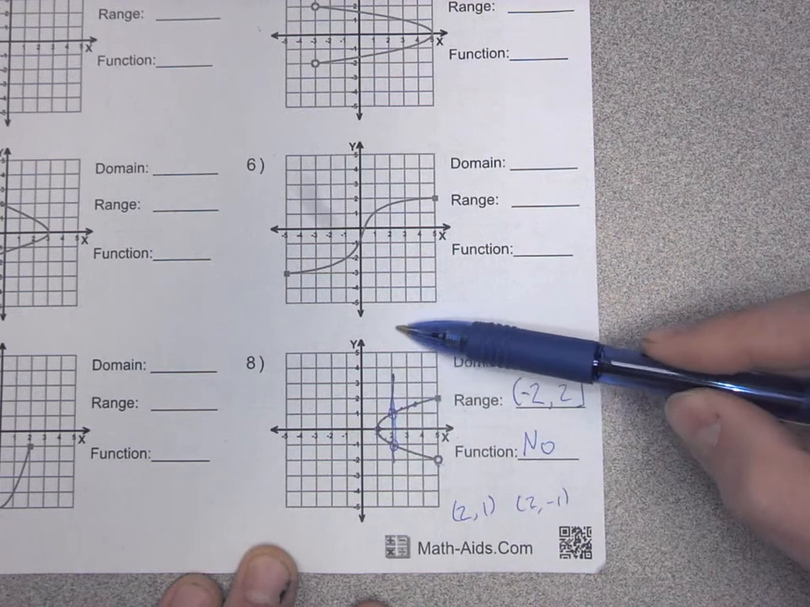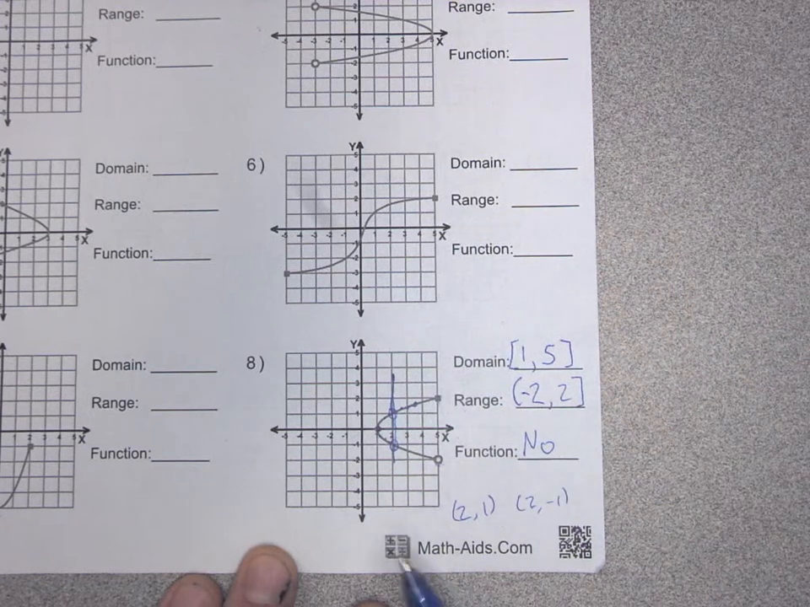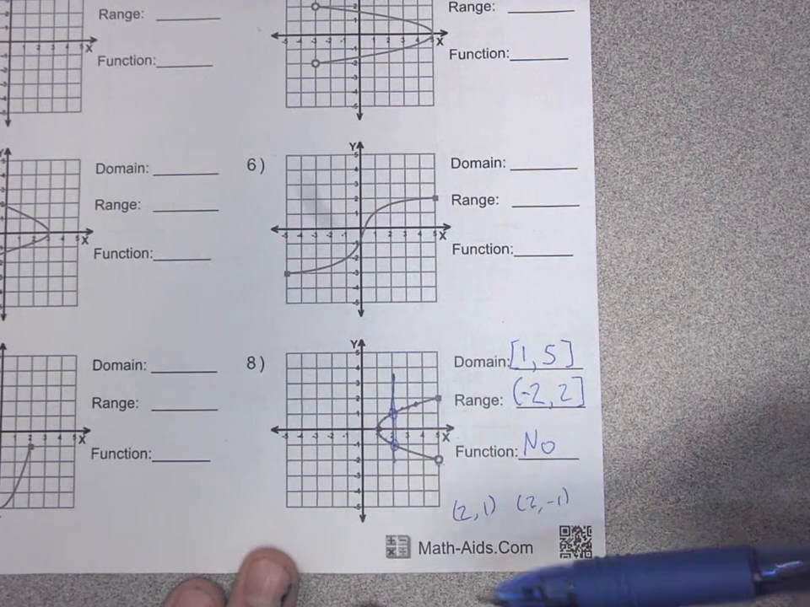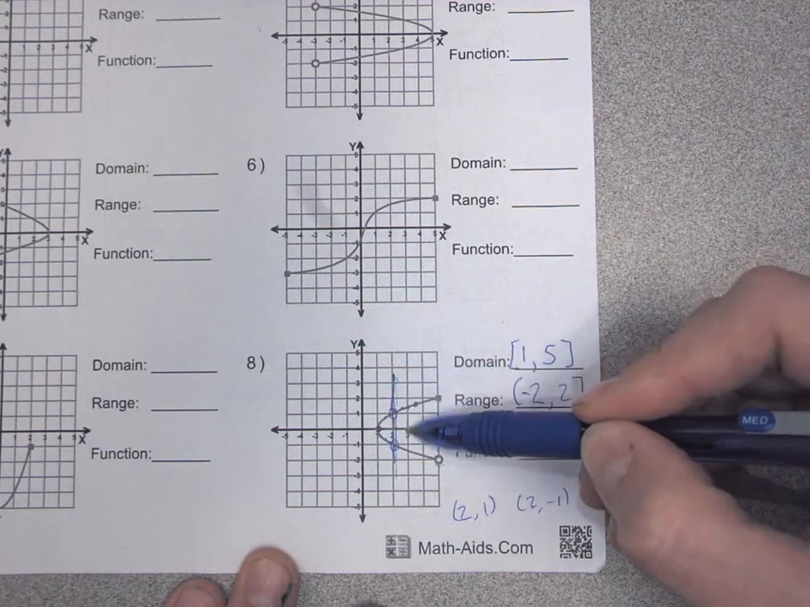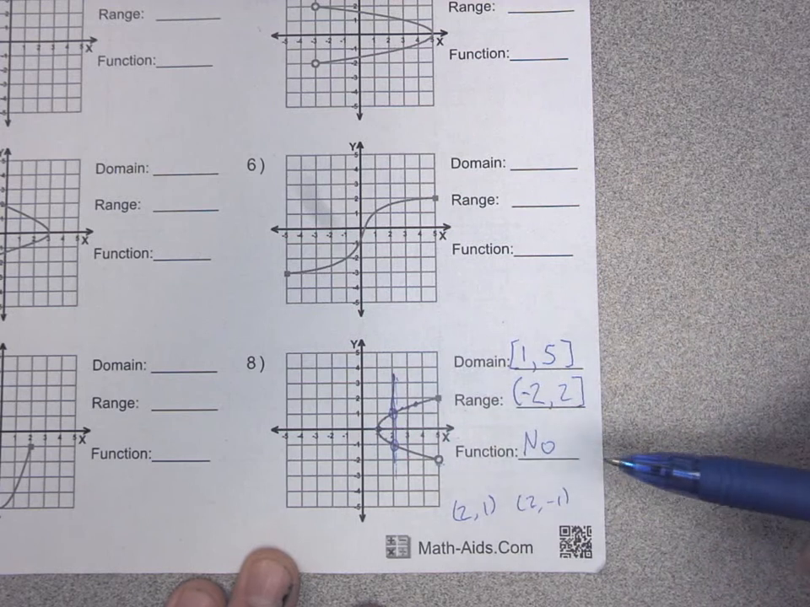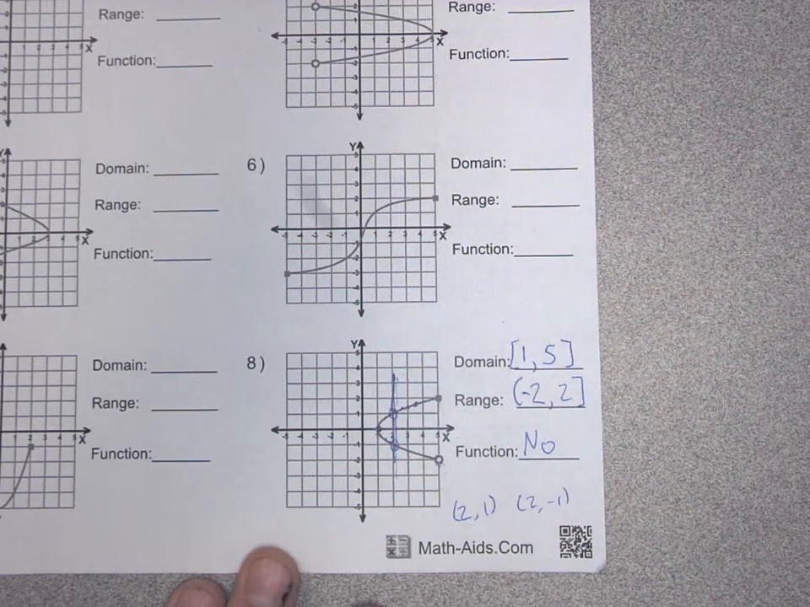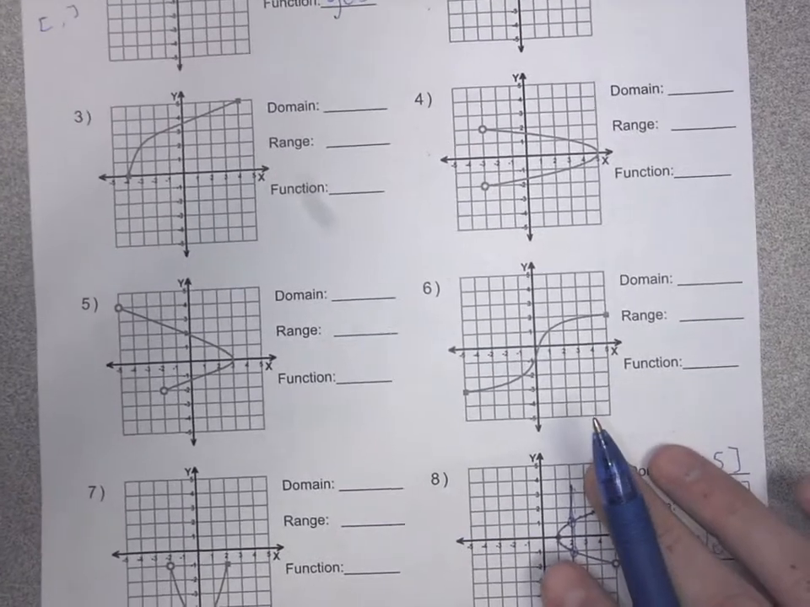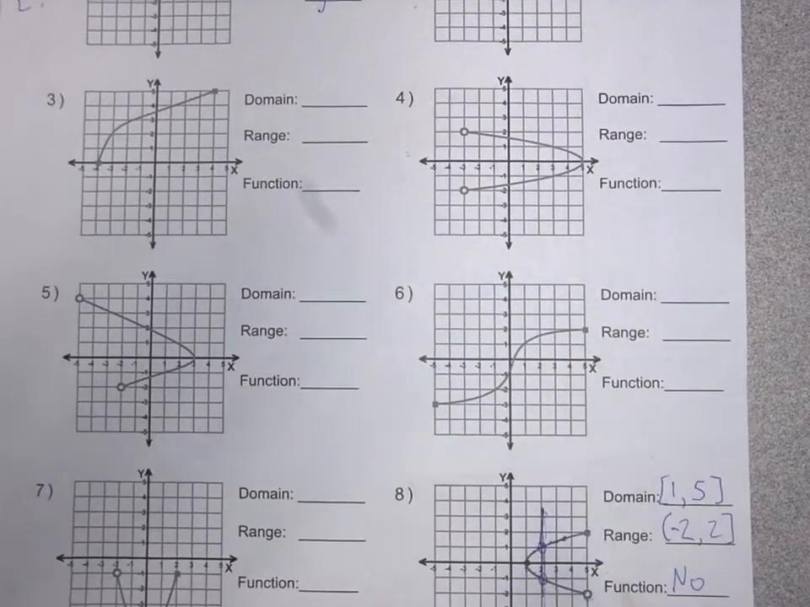So the fact that this vertical line is hitting the graph twice is basically saying, hey, you have a repeated x value. 2 is matching to 1, and 2 is matching to negative 1. This input has more than one output, which means it's not a function. So super important definition: in a function, each input is matched with exactly one output. In this case, you can see there's a lot of inputs that are not matched with exactly one output. This is matched with two outputs, which means it doesn't qualify as a function. So that should help you with these. Use your vertical line test to determine if you have a function or not.